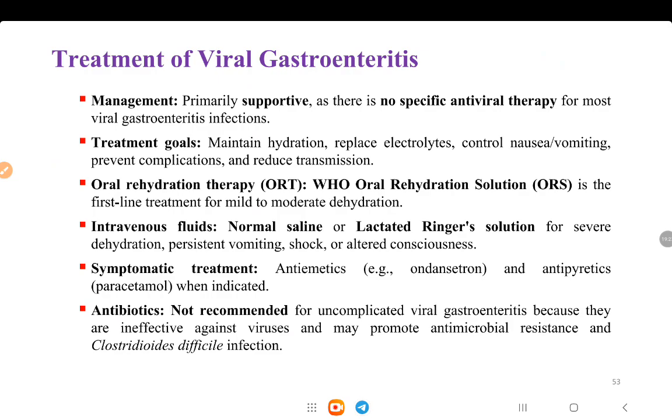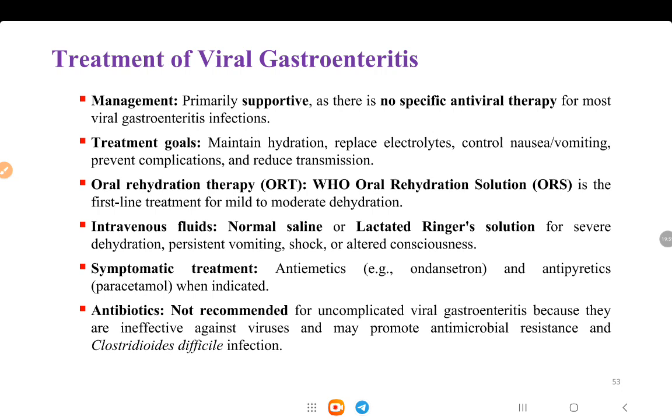Treatment. How can we treat viral gastroenteritis? The management or treatment of viral gastroenteritis is mainly supportive. It is primarily supportive, not curative, as you know that viral gastroenteritis generally has no specific antiviral therapy for most viral gastroenteritis infections.